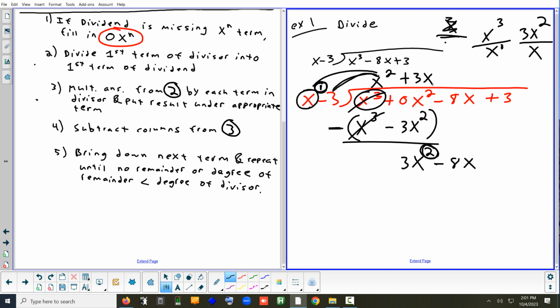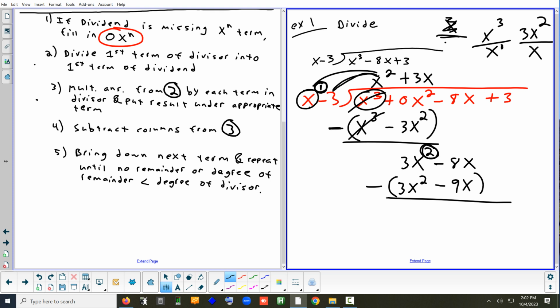Now, multiply your answer back out. So it's like a distributive property. Christian, what's 3x times x? 3x squared. And Cam, what's 3x times negative 3? Negative 9x. And now, what am I going to do with those columns? Subtract them.